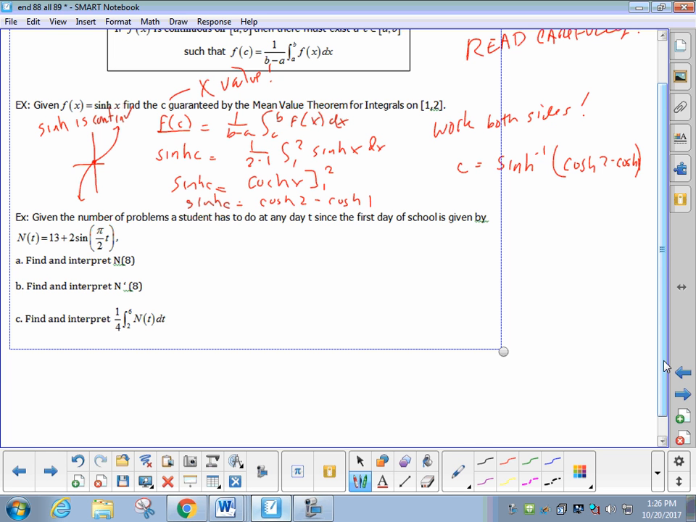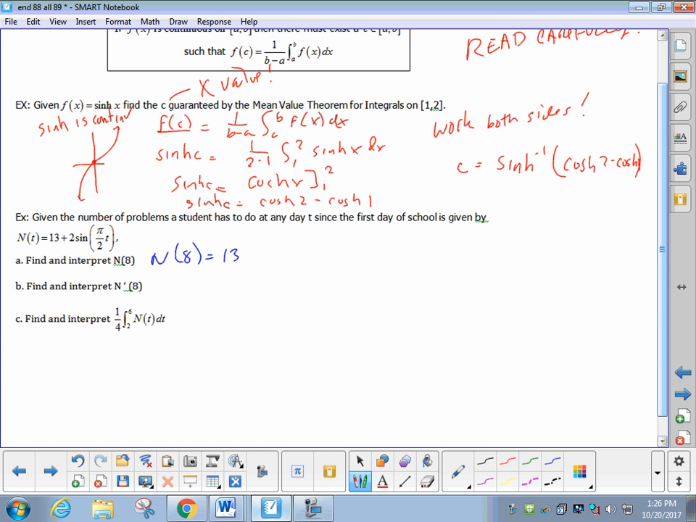Okay, so this model isn't very good. That's my point, but I apologize. The point can still be made. If I asked you to find n of 8, n of 8 then is 13 plus 2 sine of 4 pi, which is 13. Interpreting is a huge part of calculus, taking your calculus and putting it into regular real words. What does that mean? What did I just find?